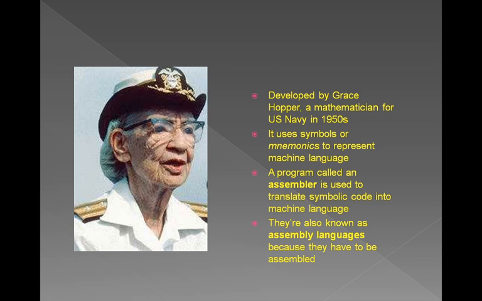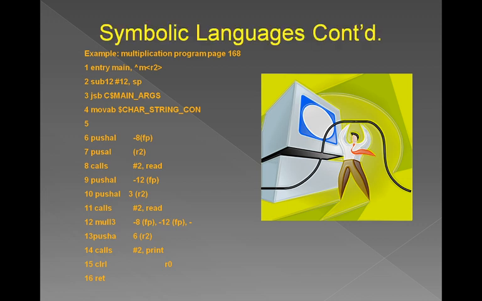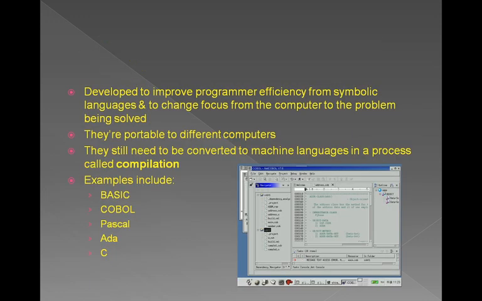Symbolic language was developed by Grace Hopper, a mathematician in the US Navy, in 1950. It uses symbols and mnemonics to represent machine language. A program called an assembler is used to translate symbolic code into machine language. They are also known as assembly languages because they have to be assembled. This is an example of symbolic languages.